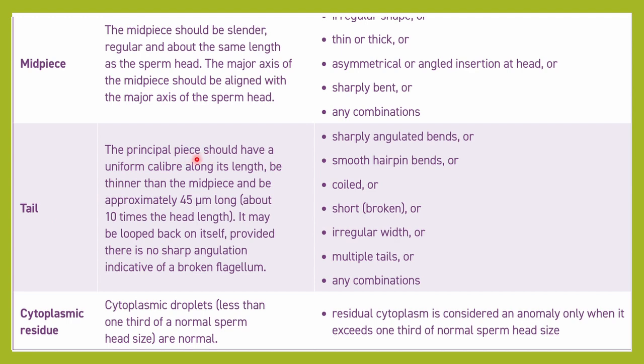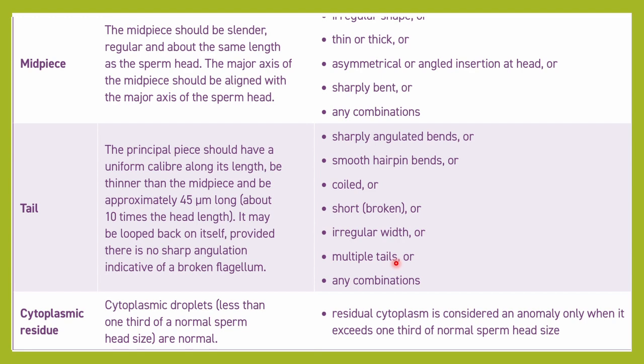Now coming to the tail. The principal piece of the tail has to be uniform, it has to be thinner than the midpiece and approximately 45 micrometer in length. It cannot have a coiled tail etc. It cannot have hairpin bends etc. If there are sharply angulated bends, if it is coiled, short, irregular, or there are multiple tails, then this would be classified as abnormal.